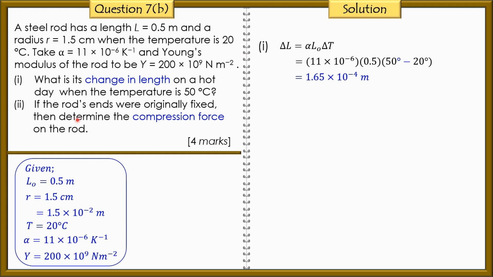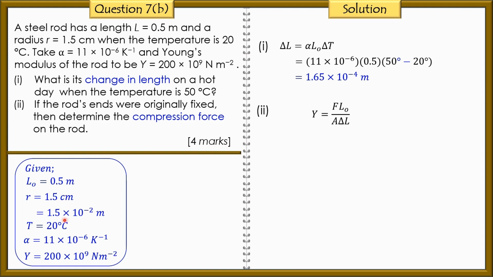For the second part, you need to calculate the compression force on the rod. For the force, we will refer to the equation of Young modulus. Young modulus is equal to stress over strain. Stress is F over A, and strain is delta L over L naught. So we'll get this formula.